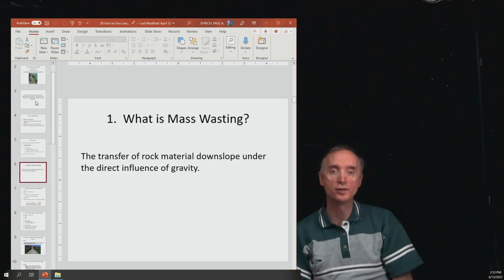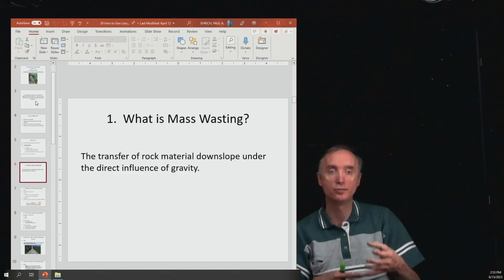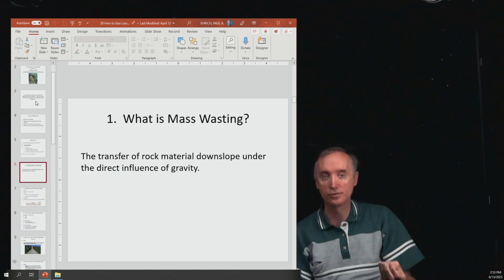First, you need to know the definition of mass wasting. It's going to be the transfer of rock material. Now this could also be soil, so it could be boulders, pebbles, sand, or soil. So all of this material going downslope under the direct influence of gravity.